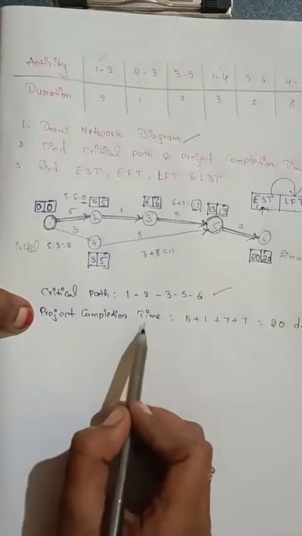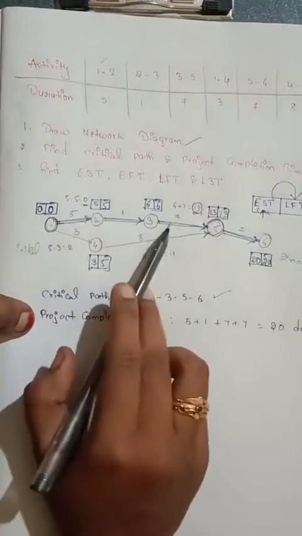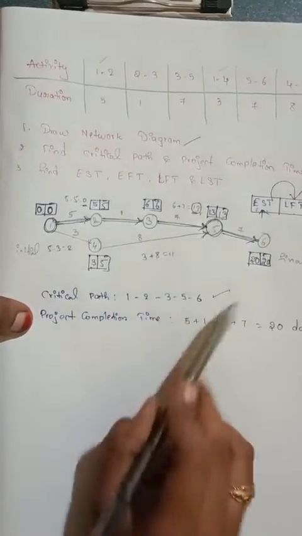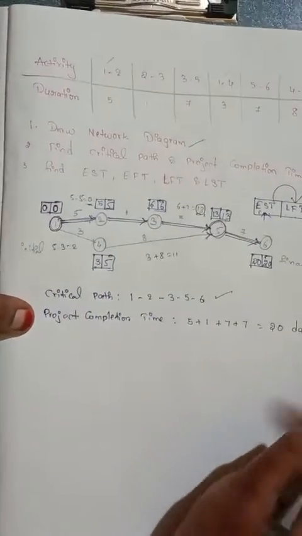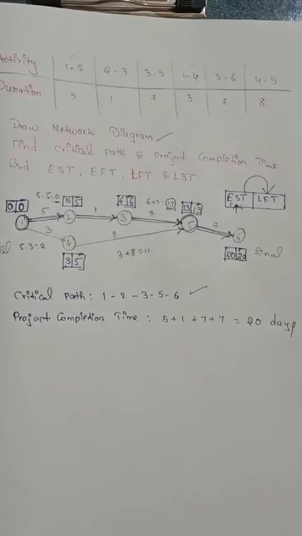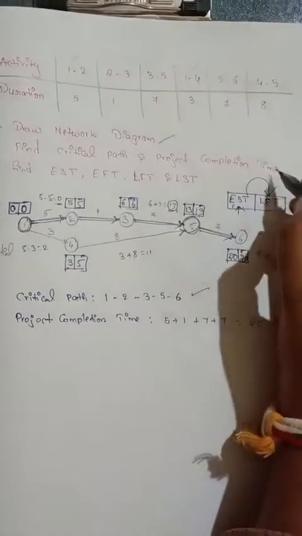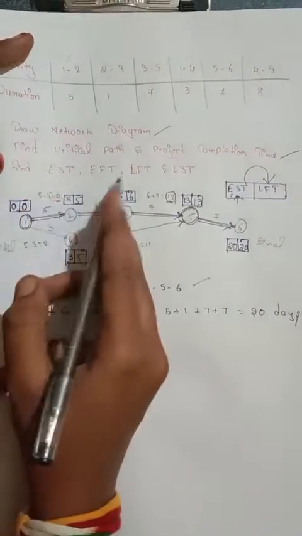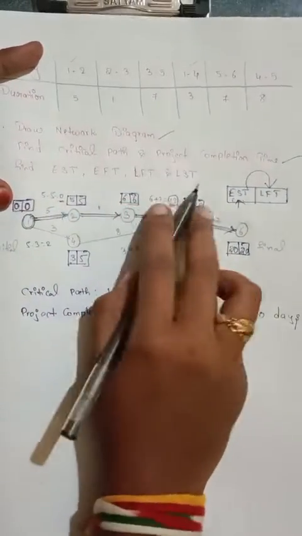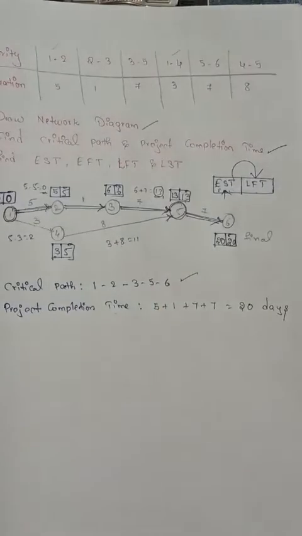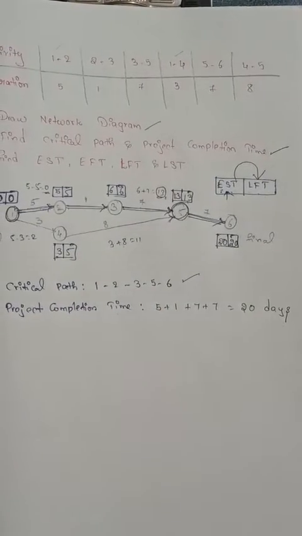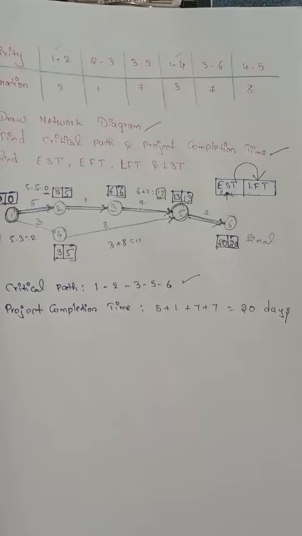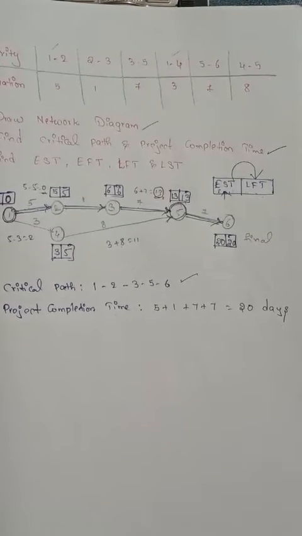And the project completion time is, you need to add the durations of this critical path. 5 plus 1 plus 7 plus 7. So finally we got the 20. So 20 days is our project completion time. Now the second question is also completed. And the third question is, you need to find the EST, EFT, LFT and LST guys. So here EST means, already I told, earliest starting time. Now LFT means latest finish time.